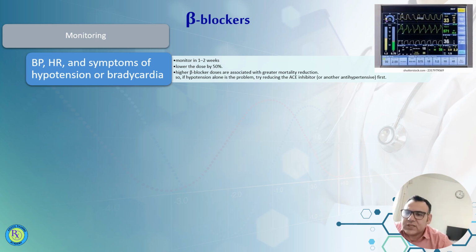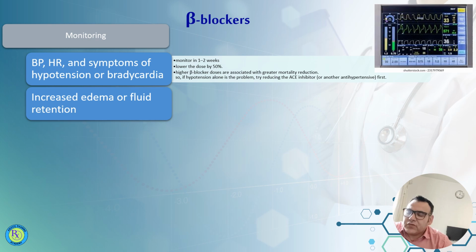And the mortality benefit can be gained from high dose beta blocker. So if a patient who has heart failure develops hypotension while using ACE inhibitor plus beta blocker, the strategy is to reduce the dose of ACE inhibitor because of the mortality benefit with higher dose of beta blocker.